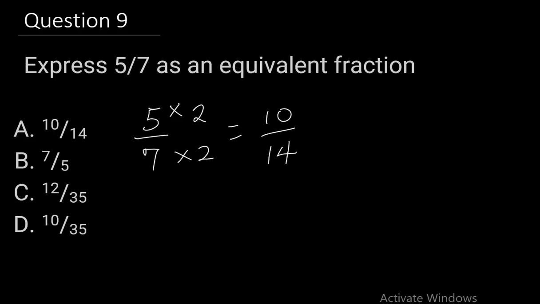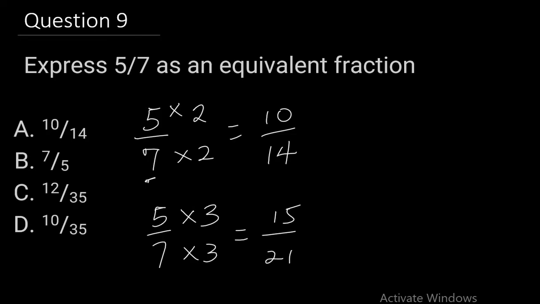If they ask you to get the next equivalent fraction, you go back to the original number, which is 5 out of 7, and multiply both of them by 3, same digits, which will give me 15 out of 21. But the first equivalent fraction is 10 out of 14, and the right option is A, 10 out of 14.